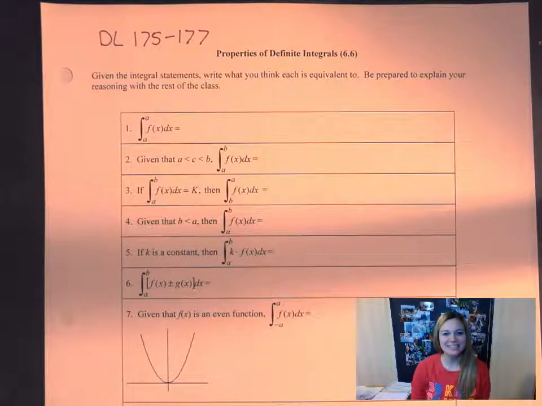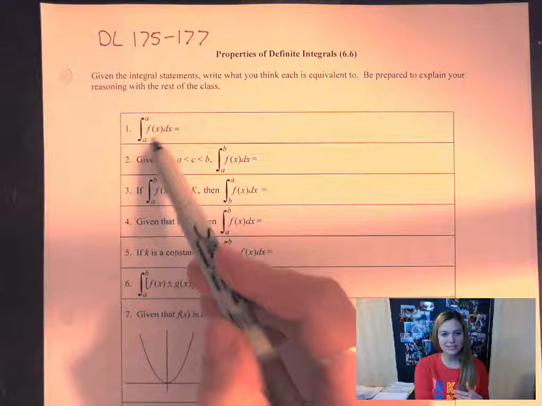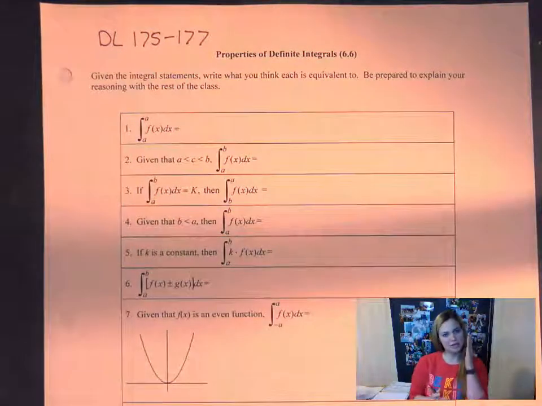We're in daily lessons 175 through 177, and we're going to be talking about properties of definite integrals. Definite integrals are like antiderivatives, but where we can think of area under the curve of a function like f of x, and definite integrals means there's a starting place and a stopping place.